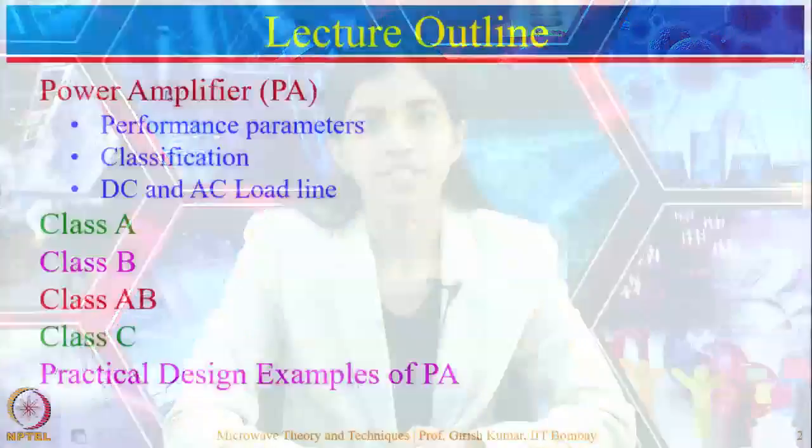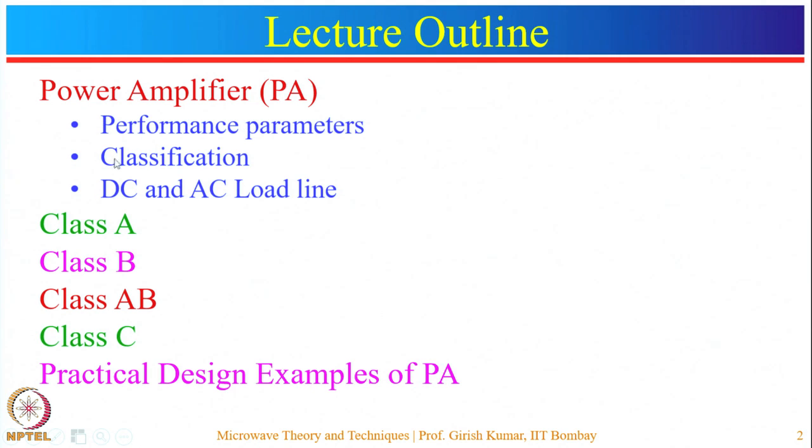We will see the various performance parameters of power amplifiers and how these parameters affect the performance of the power amplifier. Then we will see the various classes of power amplifiers, which depend upon the output current flow in the amplifier. Then we will see the circuit analysis of power amplifier. We will talk about the DC and AC load line and then we will see the selection of operating point. After that we will talk about the various classes of power amplifiers in a broad way. So we will talk about class A amplifier, class B amplifier, class AB and class C power amplifier.